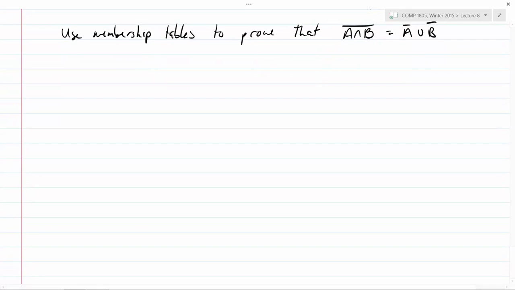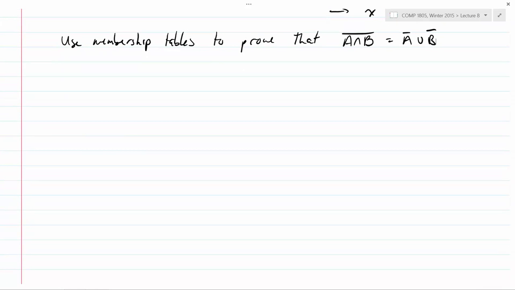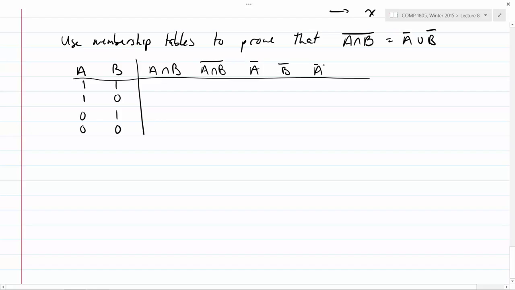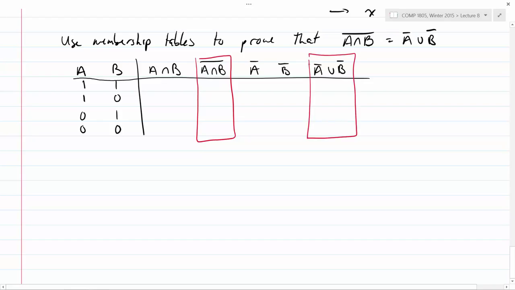So we set up a membership table, like always. We have just two sets, so we only need A and B. It can be in A or not, and in B or not. So there's four rows because there's two sets, just like always. And now we look at the different parts that we'll need, right? So we'll need something for A intersect B. We'll need something for the complement of A intersect B. We'll need something for the complement of A, something for the complement of B, and then something for the union of those two complements. And the columns that we're interested in, rather, are this one and this one. We want to see, are those two columns equal?